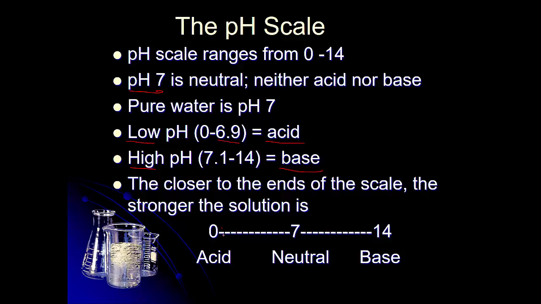The closer you are to the ends of the scale on either end, the stronger the solution is. So if you have an acid that is a pH of 1, that's an incredibly strong acid, and it will eat through a lot of things, so it's highly corrosive. Similarly, however, if you have a base that's got a pH of 13, then that's an incredibly strong base, and that base could also destroy your substance and be highly corrosive. So on either end of the scale, they're not only strong, but they're also typically corrosive.